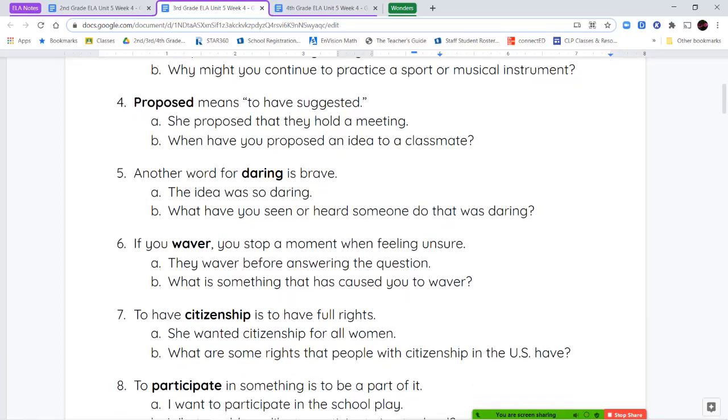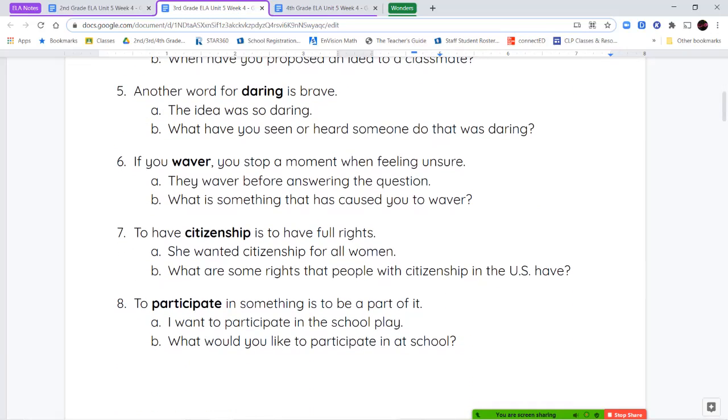Our next word is the word waver. If you waver, you're pausing for a little bit. You're not super sure about what you're doing. You're still kind of in the middle. So when you're wavering a little bit, you're pausing and you're thinking about it because you're not sure of yourself.